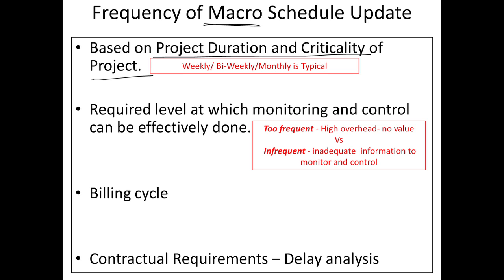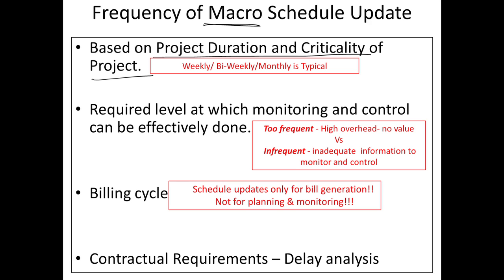What we find is, in a lot of cases, monitoring is done not based on planning requirements or monitoring requirements, but based on the billing cycle. A lot of companies will require the plan and the update of the plan to be submitted for payments. So, you will find that schedules are updated only for bill generation and not for planning and monitoring. So, this is really a practical issue. The company, the site certainly needs cash flow to keep going, but if the intent of doing the schedule update is only to generate cash flow, it can compromise planning.